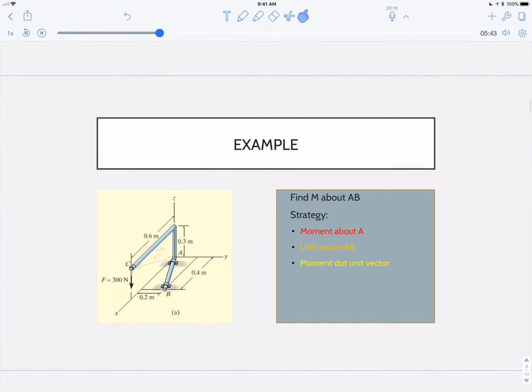In this example, you're clamping down this weird piece of metal, and you're worried that it's going to spin around AB. You're tightening down A and B real tight, and you want to find the moment around AB. Okay, the order of the steps. The red step, calculate the moment about A. The orange step, calculate the unit vector AB. And the final step, yellow, take the moment about A, dot the unit vector AB. That's the yellow step.